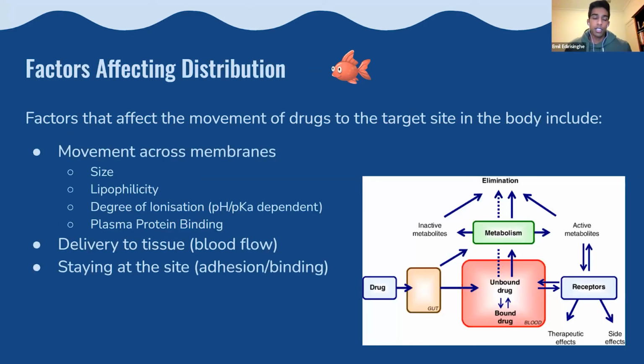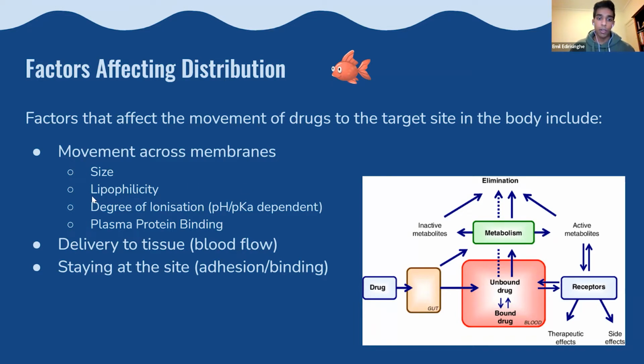So first, to start by talking a little bit about factors affecting distribution. Distribution is essentially how the drug moves across the body in the different compartments of the body. So if we remember, there's the bloodstream, then there's interstitial fluid, and then there's intracellular fluid. How well does the drug move between these compartments? The first thing that influences distribution is the way a drug can move across a membrane.